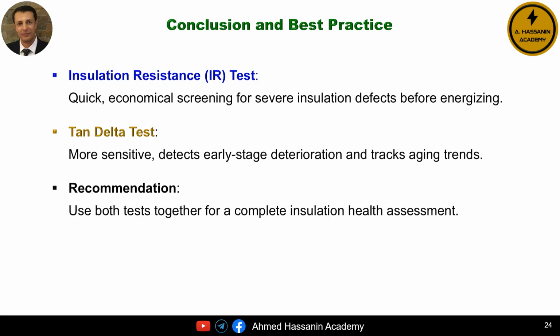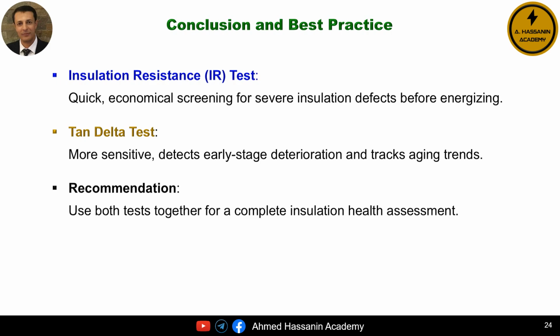Therefore, we can say that the insulation resistance test is considered a quick test for detecting major insulation defects before energizing the transformer. However, it does not provide a complete evaluation of the overall condition of the insulation. On the other hand, the tan delta test is a better diagnostic test from an advanced perspective because it is more sensitive to detecting any deterioration or weakness in the insulation. In other words, the tan delta test provides an assessment of the insulation condition over the long term and shows the degree of insulation degradation over time.